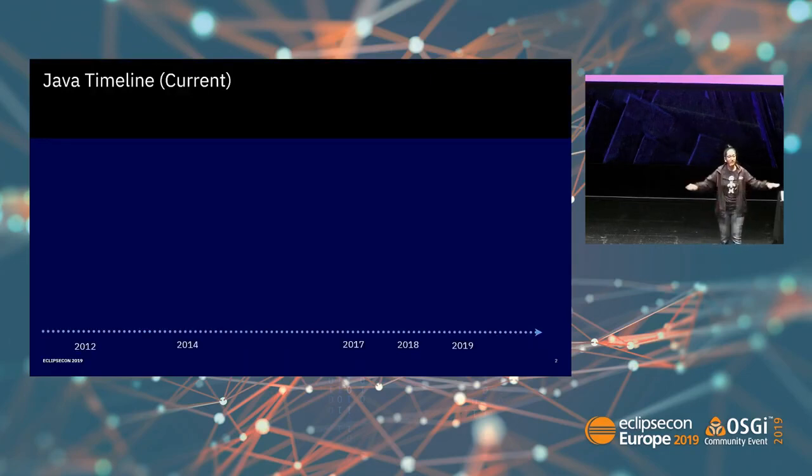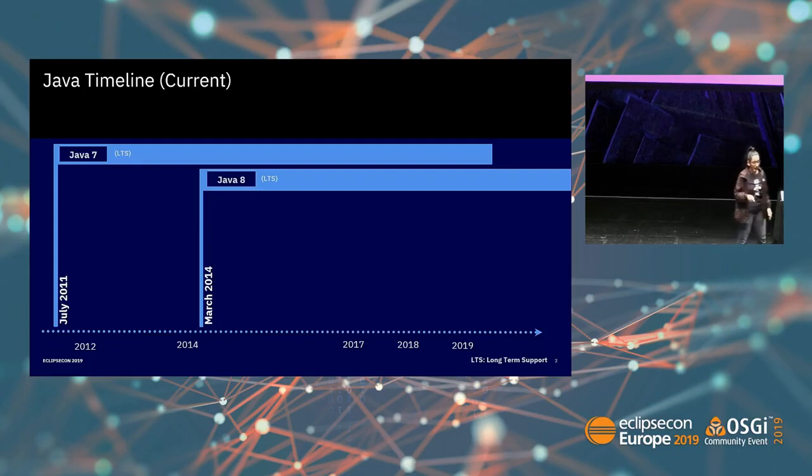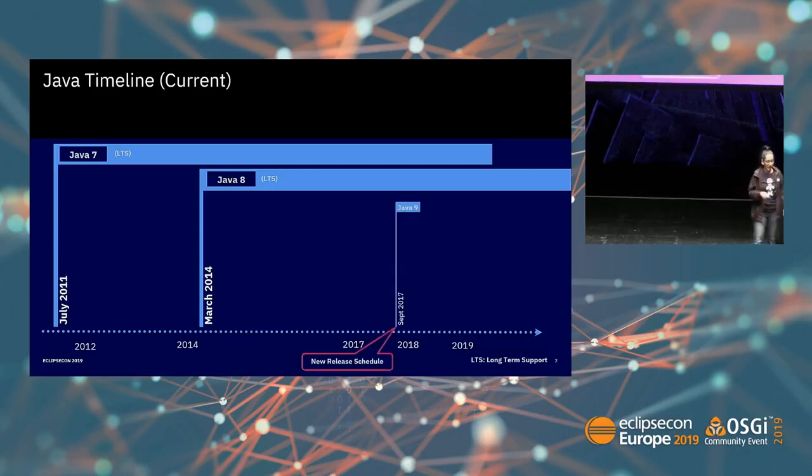I want to level set with everyone. Where are we right now and what changed? So I start with a timeline. Back in 2011, we got Java 7, and it was out for a while. Three years later, we got Java 8 in 2014. You saw the normal three-year mark between the two Java versions, and you usually did your migrations when Java 8 came out. And then Oracle announced a new release cadence, and we saw that with Java 9.